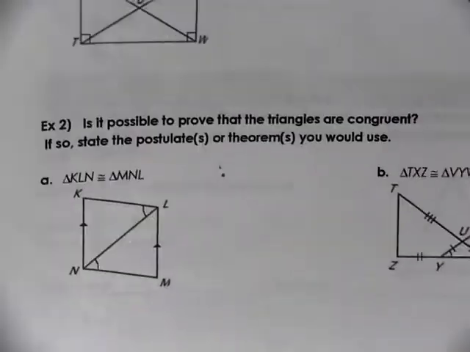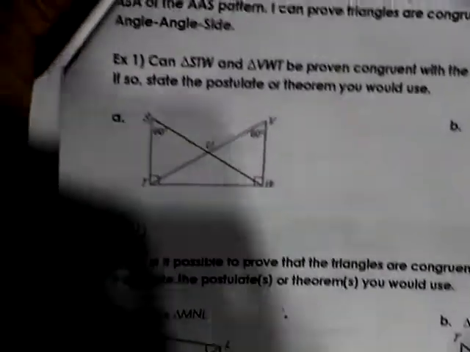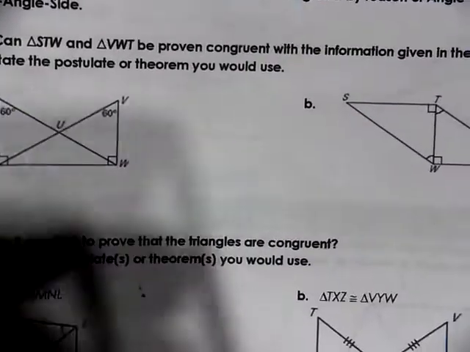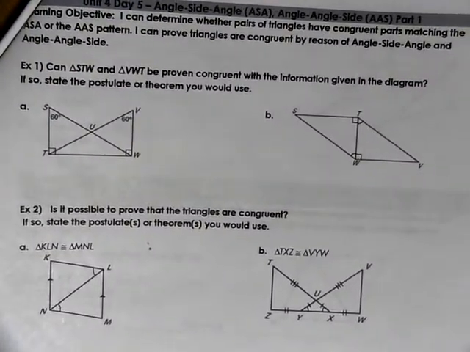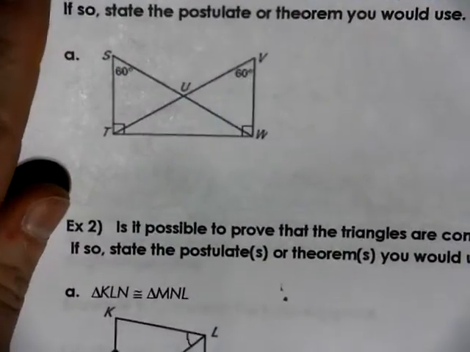All right, let's go ahead and try a few of these examples for this lesson. Looking at example number 1, A and B, it says, can triangle STW and triangle VTW be proven congruent with the information given in the diagram? If so, state the postulate or theorem that you would use. So in this problem, letter A, you have to be really careful.